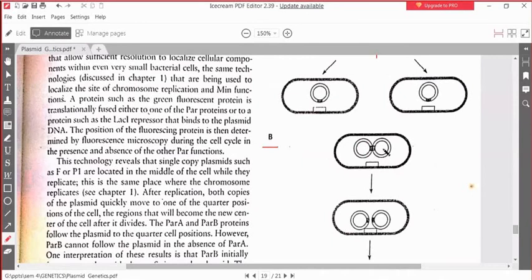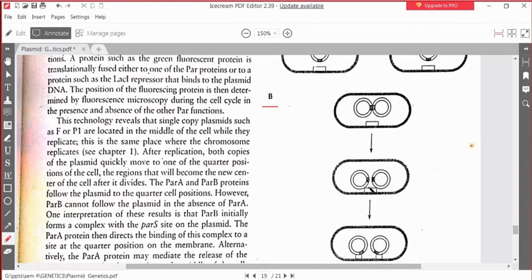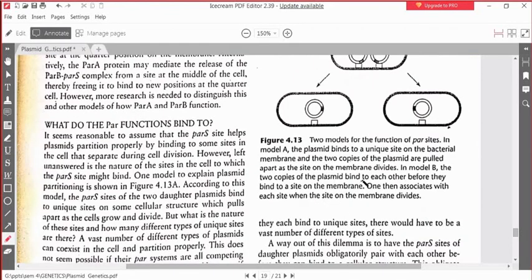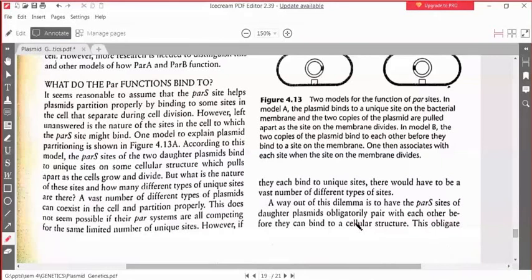In model B, we can see the PARS actually binds together. The two copies of the plasmid will bind together first, and upon binding they can bind to the particular site. So the PARS binding is happening first, and then upon binding they will bind to the particular site, and now the two are getting separated away. As a result, there is no particular importance of this site where the PARS will interact. So this second phenomenon is most applicable.